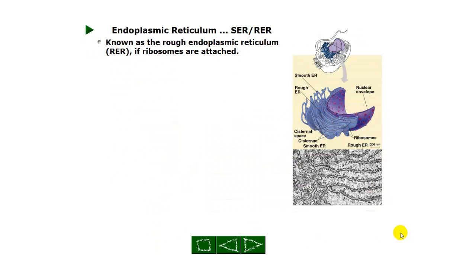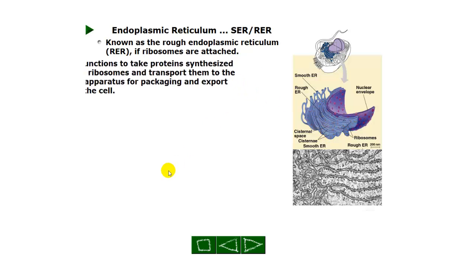The endoplasmic reticulum, there's two forms, SER and RER. SER stands for smooth endoplasmic reticulum, these guys right in here, and then RER stands for rough endoplasmic reticulum. The endoplasmic reticulum is known as the rough endoplasmic reticulum, which you're welcome to abbreviate as RER, if these little suckers called ribosomes are attached. So these little spherical protein factories called ribosomes, if they're attached to the ER, we call it the rough endoplasmic reticulum.